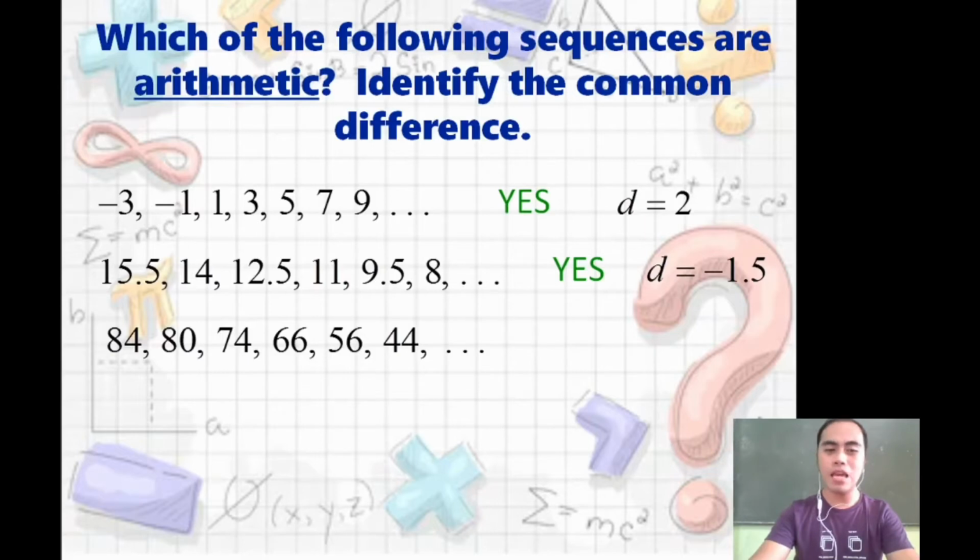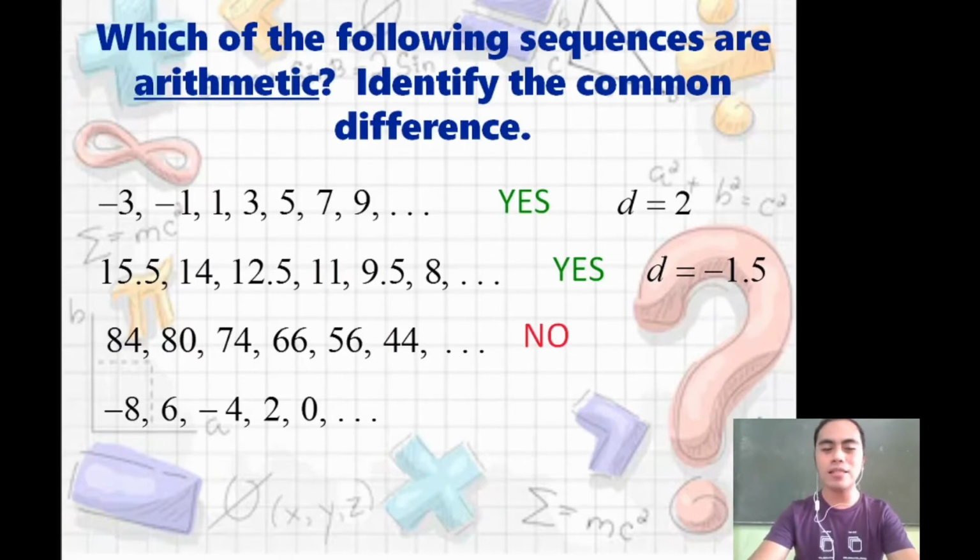84, 80, 74, 66, 56, and 44. Is it an arithmetic sequence? No, very good, because they don't have the same common difference. How about the fourth example?